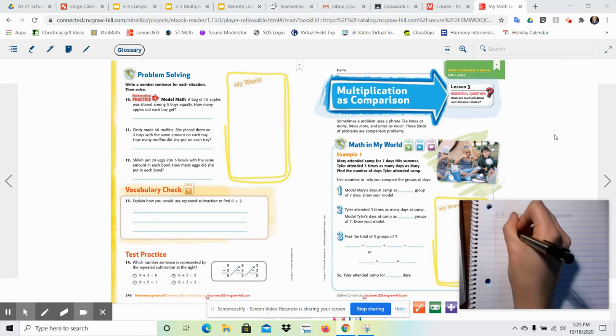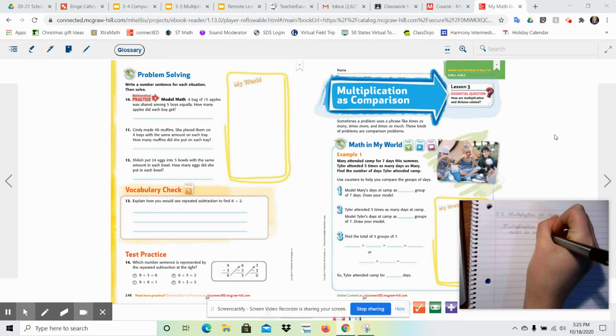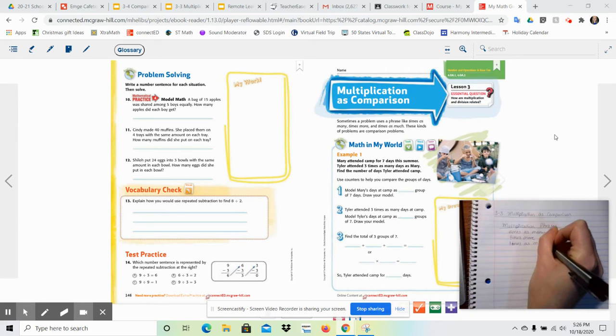Let's see. It says times as many. It says times more. And then we have times as much. Times as much. So times as many, times more, and times as much. Make sure you write all three down so that no matter which one you're given in a problem, you'll be able to identify that as a way to know that you should multiply.